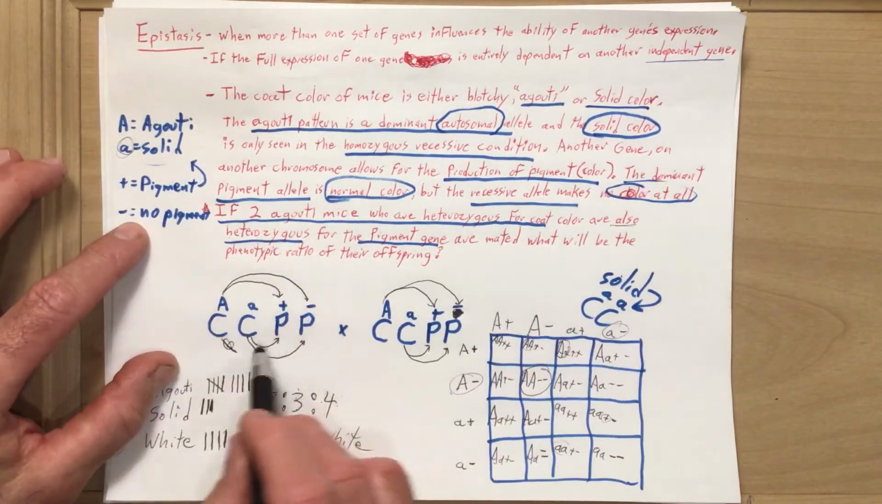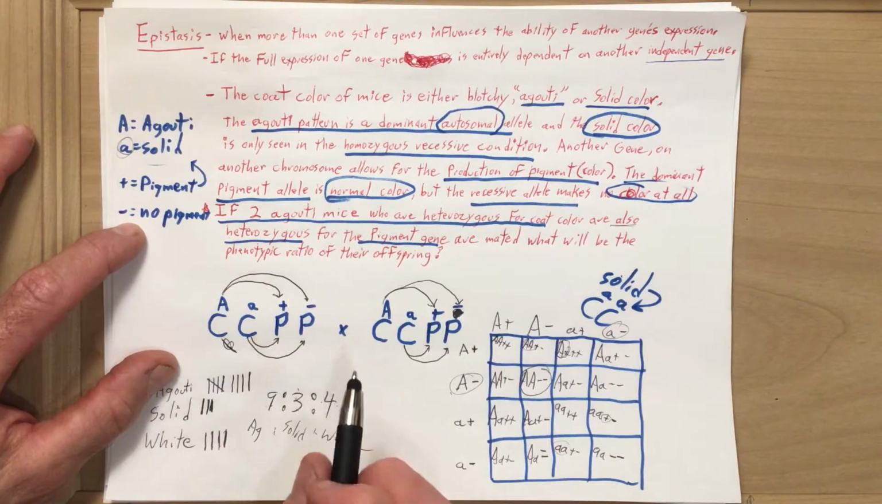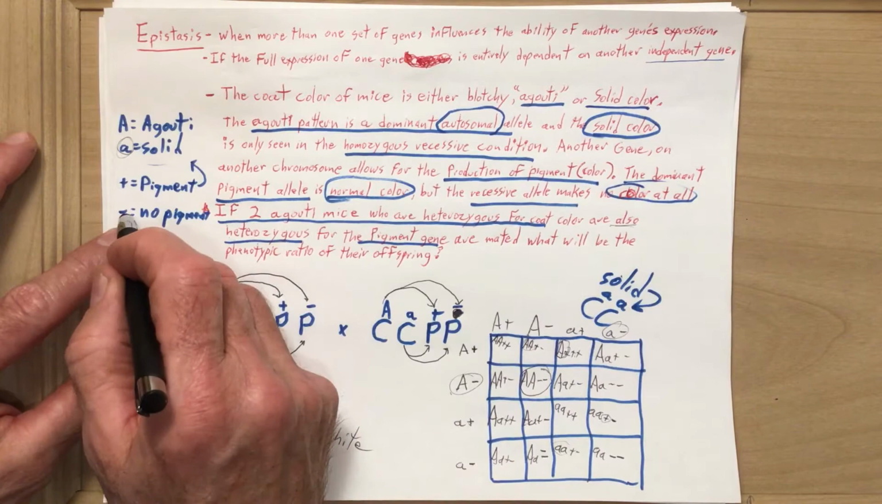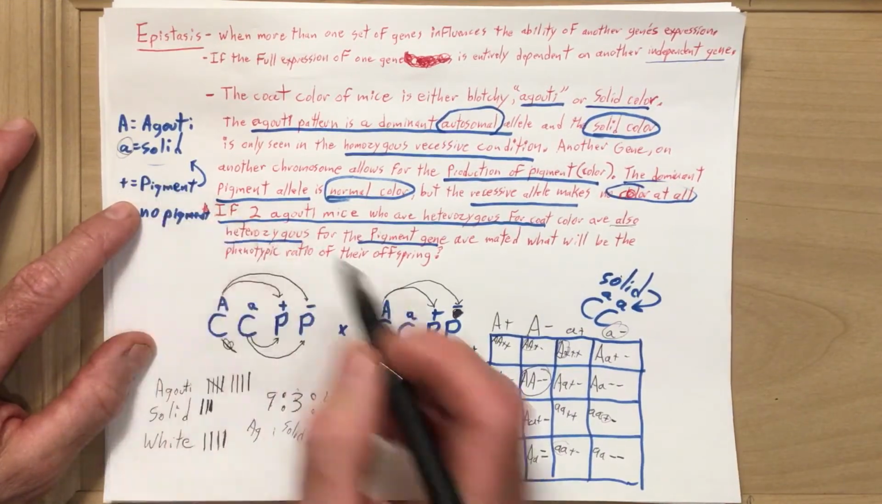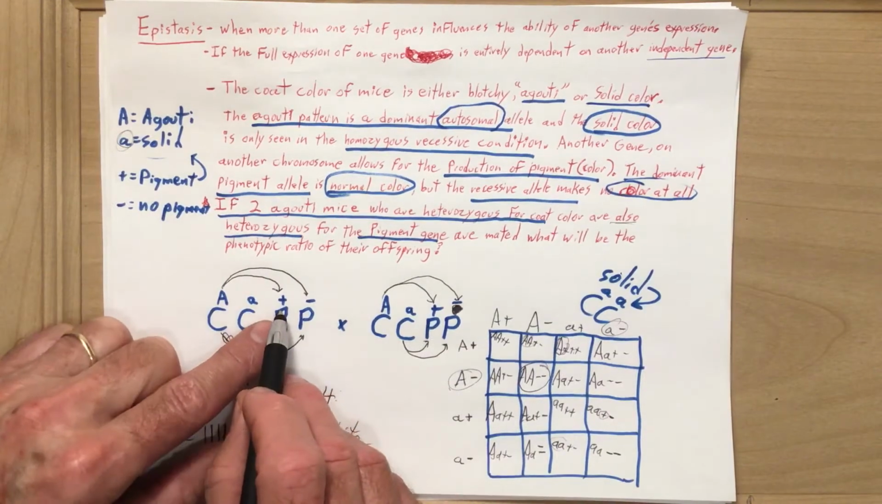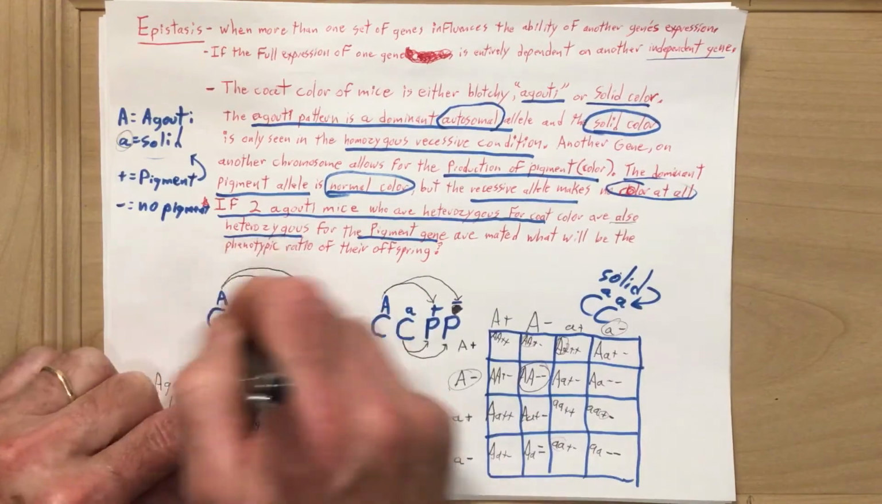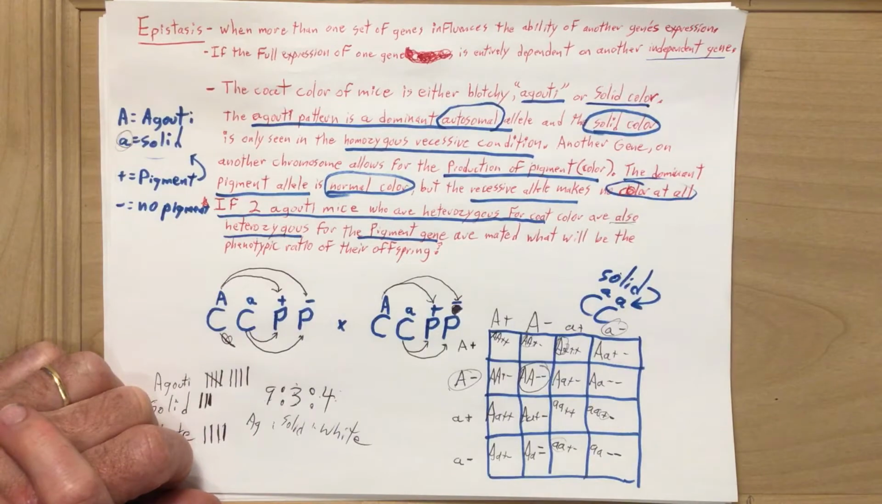The second set of genes just has to do with making pigment or not making pigment. If you have two negatives, you can't make pigment. This is a dominant gene though. The pigment gene is dominant, so if you have one plus, you can make the pigment for the other two genes, or the other two alleles, all right?